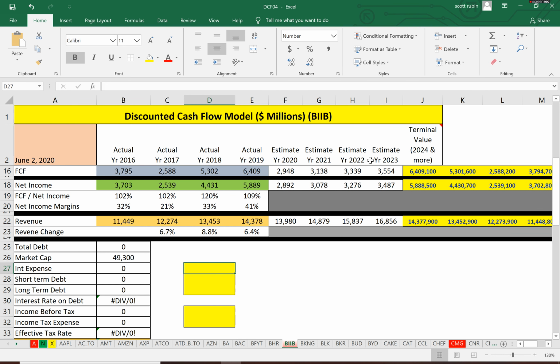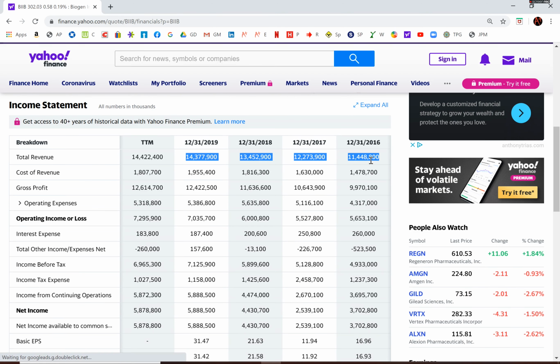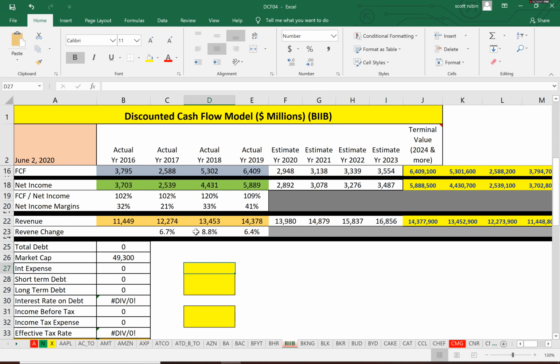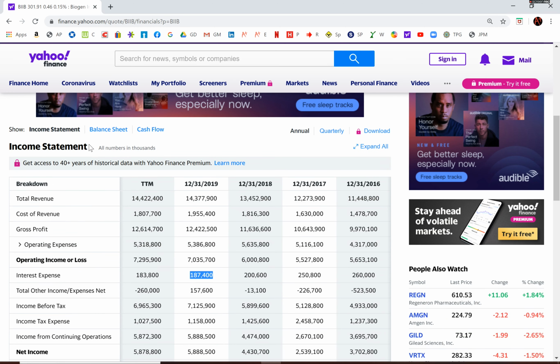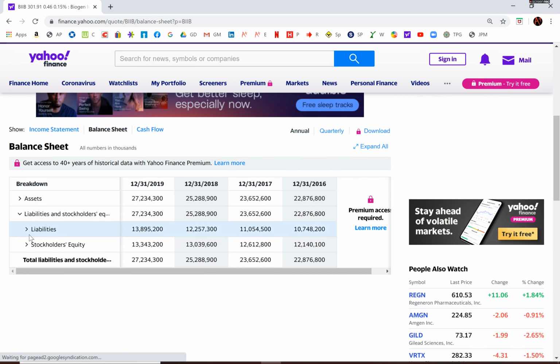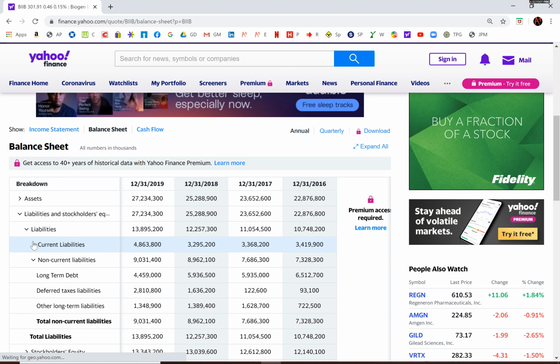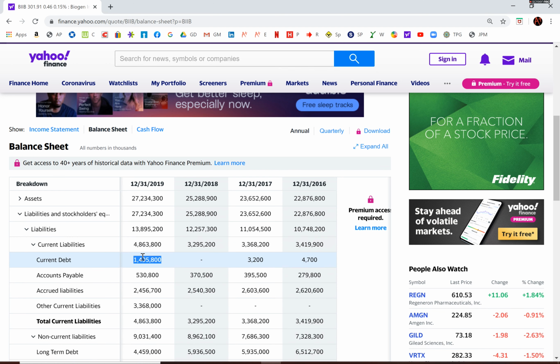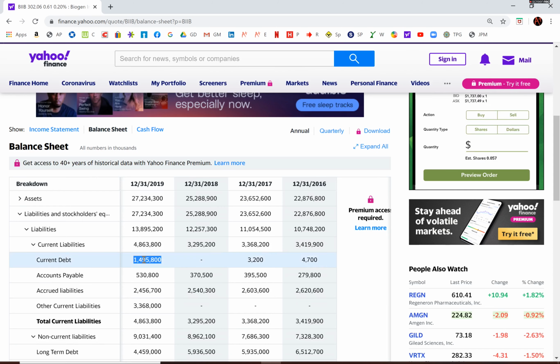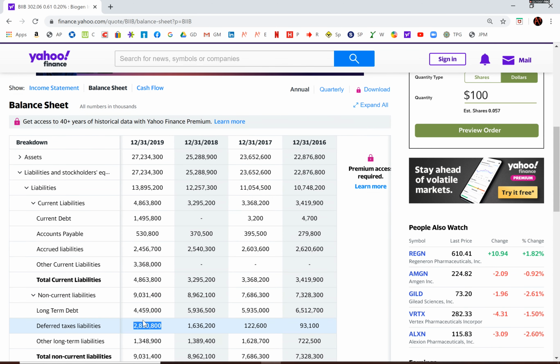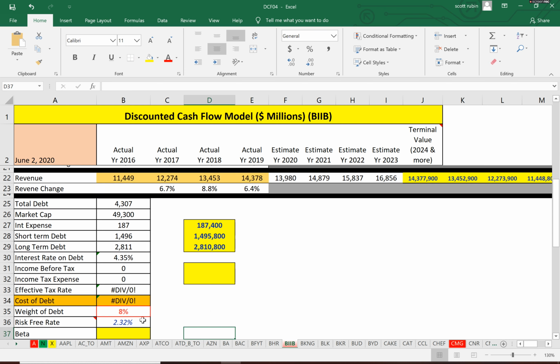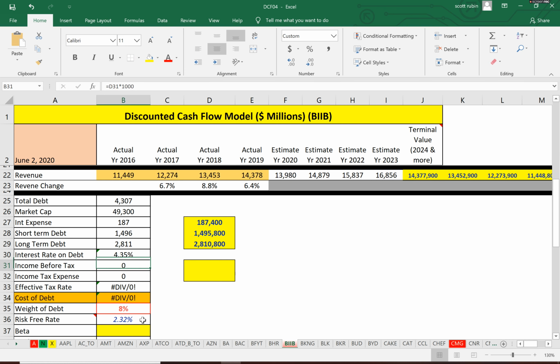Now let's look at the capital structure so we can figure out what to discount the free cash flows by. So let's get the interest expense. This is the interest they pay on their debt. That's 187 million. Let's see how much debt they have. We got to go to the balance sheet for that, the liabilities section. And then the current debt is 1.5 billion. That's debt that's due within 12 months. And the long-term debt is 2.8 billion. That's debt due beyond 12 months. And they pay 4.3% interest on the debt.